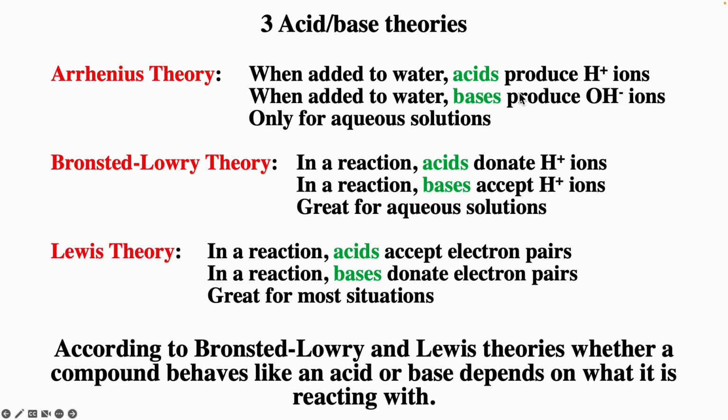Now, Bronsted-Lowry theory and Lewis theory are a little bit different. They're looking at how something is behaving in a reaction. If in a reaction something donates a hydrogen, then it's behaving like an acid. If in a reaction it accepts a hydrogen, then it's behaving like a base. For Lewis theory, if in a reaction it accepts the electron pair, then it behaves like an acid. If in a reaction it donates the electron pair, it behaves like a base. Remember, these two are consistent, but the Lewis theory is more general.